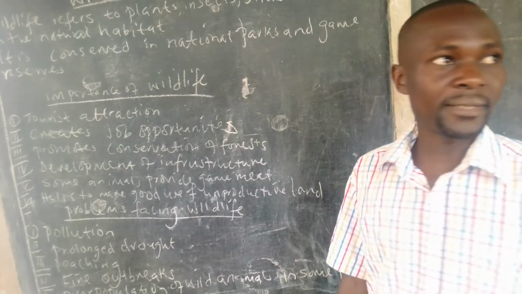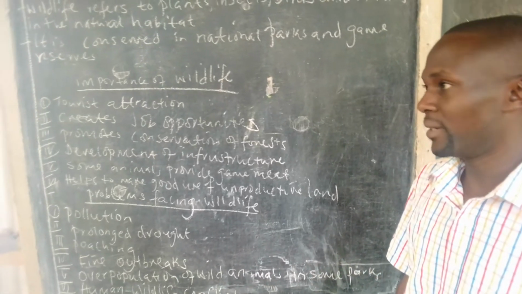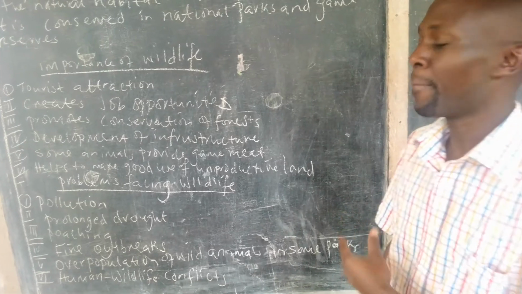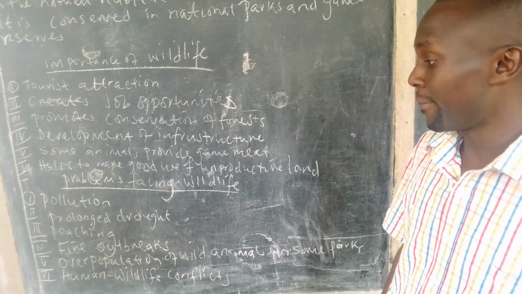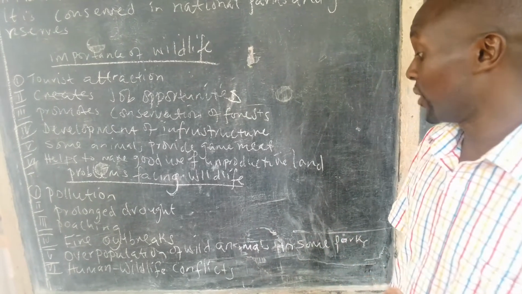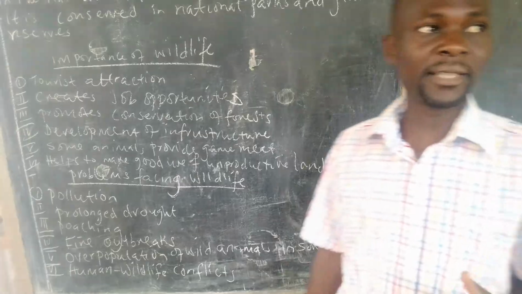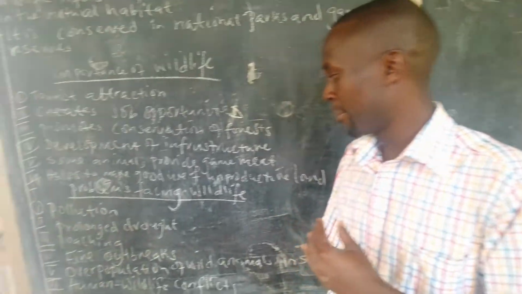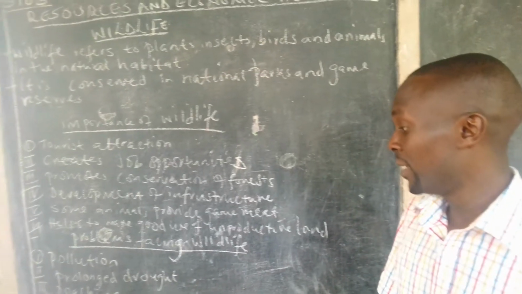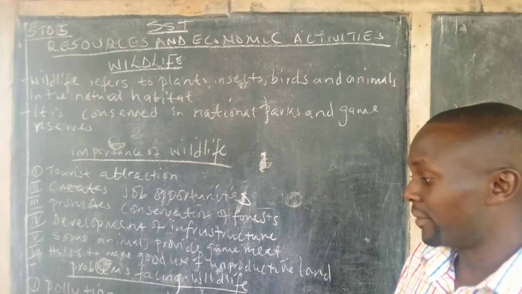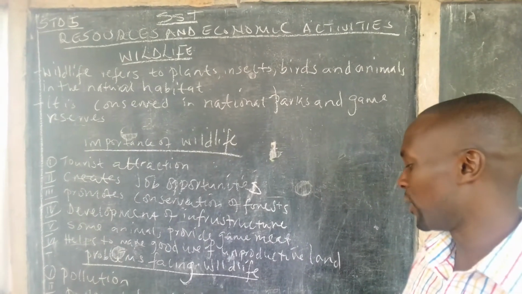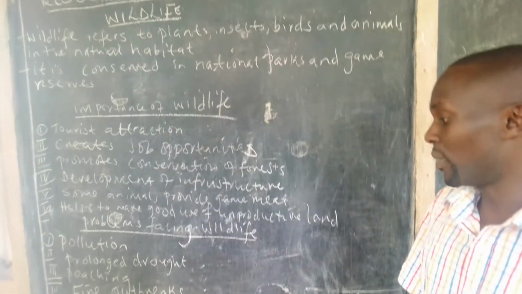We have fire outbreaks. Sometimes there are fire outbreaks within the game reserves, the game parks, or even the forest where these animals live, and some animals die from those fire outbreaks. Then another problem is overpopulation of animals in some parks. Some parks are overpopulated, so animals don't get good feed, and since they are highly populated, some die due to lack of food.